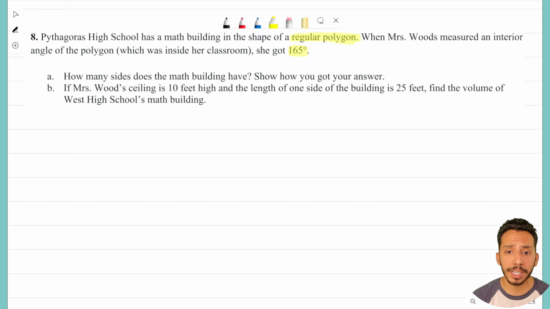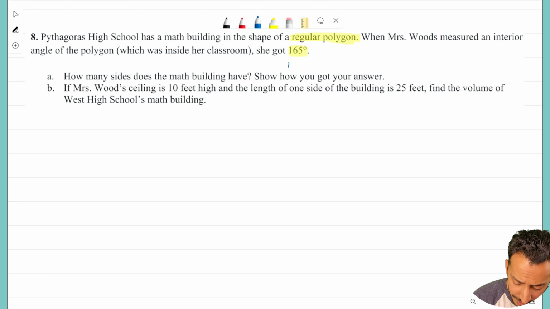We have a regular polygon for our building. We know one interior angle is 165 degrees. We want to know how many sides there are. Well, we know all the interior angles are the same in this building, which then means that all of the exterior angles are going to be the same as well. Remember, interior and exterior angles are all going to be equal in a regular polygon.